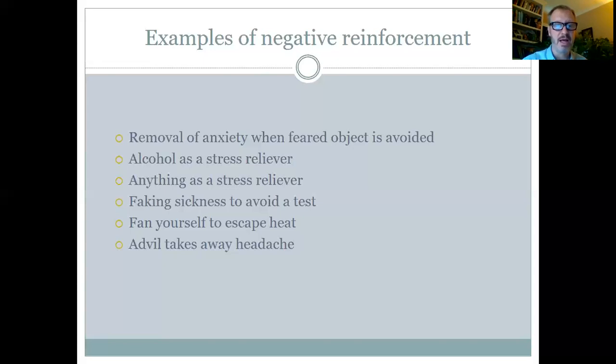I put up here, if you have an ongoing headache, most people take Advil or aspirin or something like that. It takes away the headache. If it successfully gets rid of your headache, what are you going to do next time you get a headache? You're going to take Advil. You're going to take an aspirin. So those are some of the basic examples of negative reinforcement that I can provide.